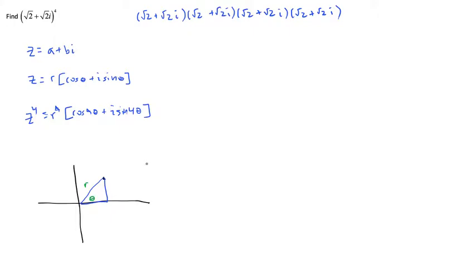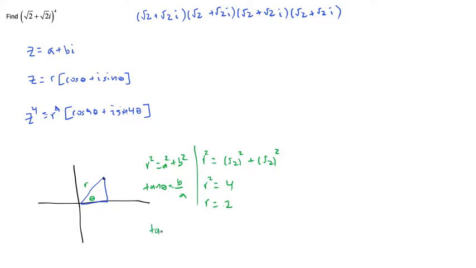We know that r squared is equal to a squared plus b squared. We know that the tangent of theta is equal to b over a. What do we have in this case? So r squared is going to equal radical 2 squared plus radical 2 squared. That's just 2 plus 2, which is 4. r is going to equal the square root of that, which is just a positive 2. Not plus and minus. Technically, it is plus and minus, but because we are dealing with r, which is a positive number, r will always be positive.